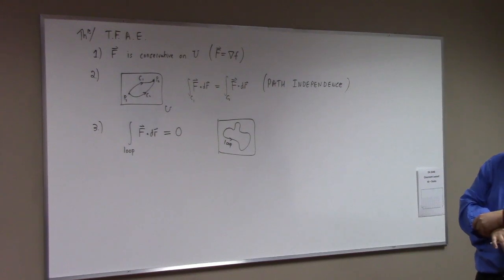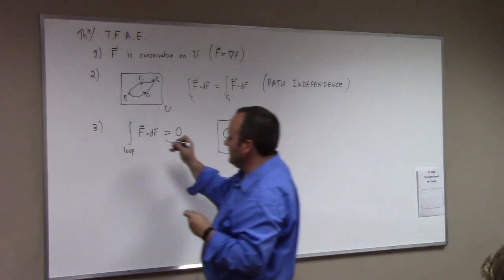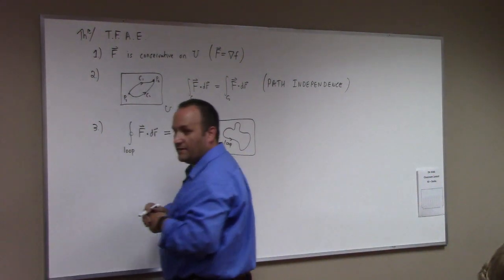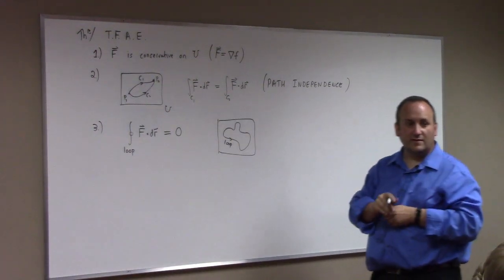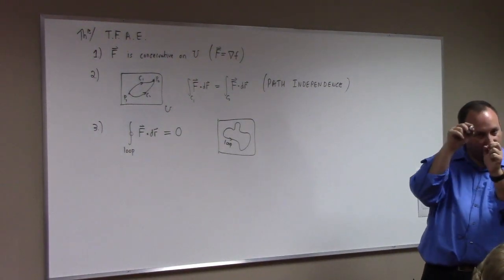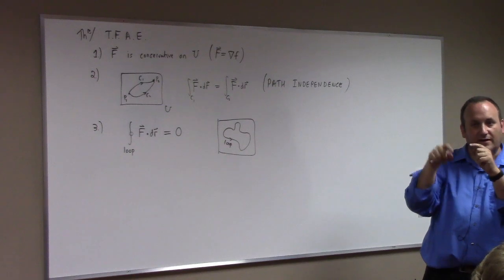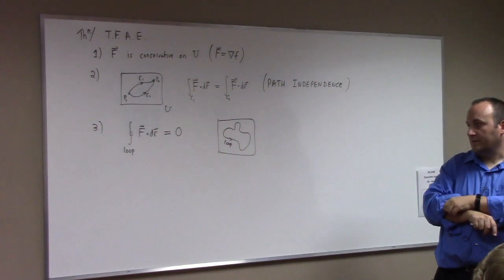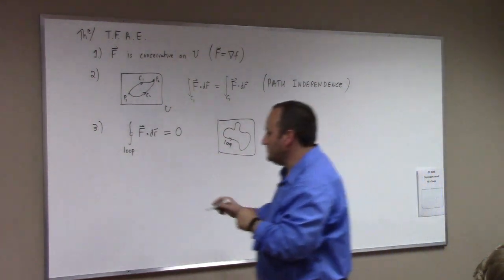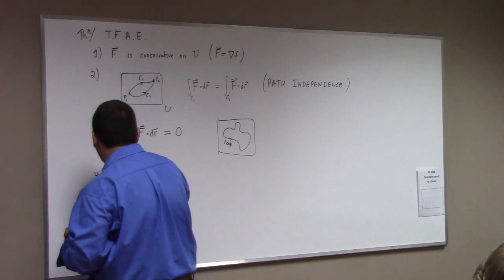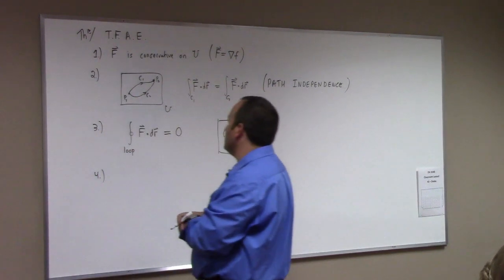Some people will put a little circle here to indicate that it's a closed path, by the way. That's what that notation means. And sometimes they'll put a little arrow to tell you whether it's a clockwise or counterclockwise path. 4. Let's see here, what else is there?